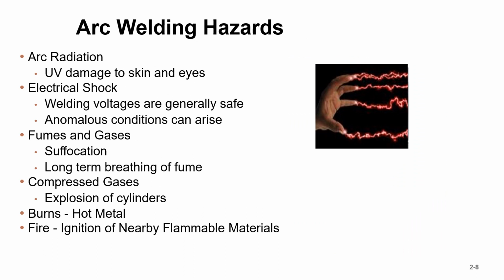To do that, we need to look at some of the hazards. Arc radiation, UV damage to the skin and eyes. Electrical shock: welding voltages are generally safe, but anomalous conditions can arise. There are situations where you could get zapped or electrocuted. We need to understand that we're working with electricity and we need to be careful. Fumes and gases: depending on where you're welding, how you're welding, and what materials you're welding on, you could end up with suffocation or long-term issues from breathing the fume.